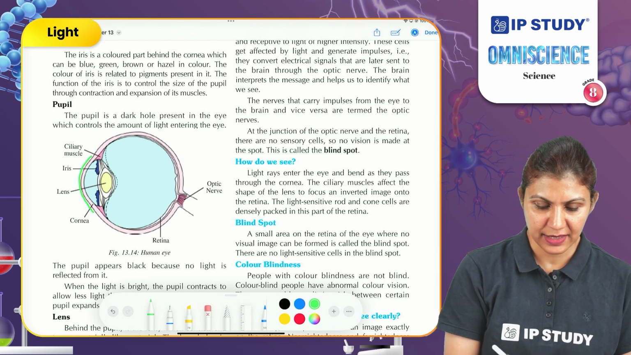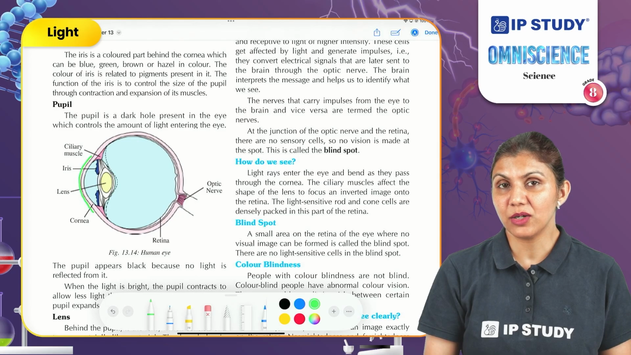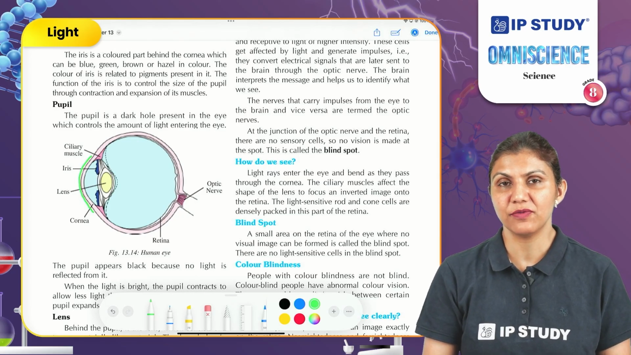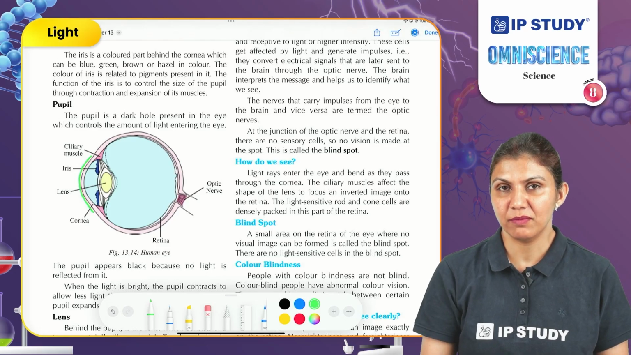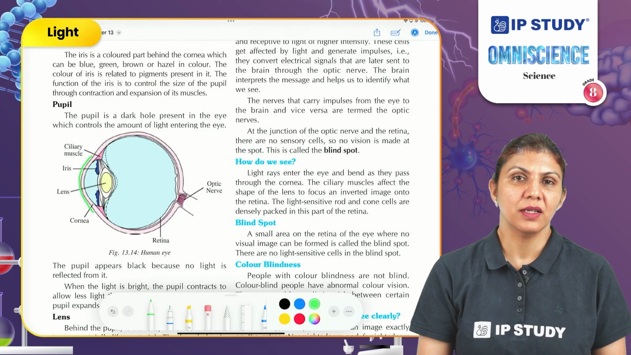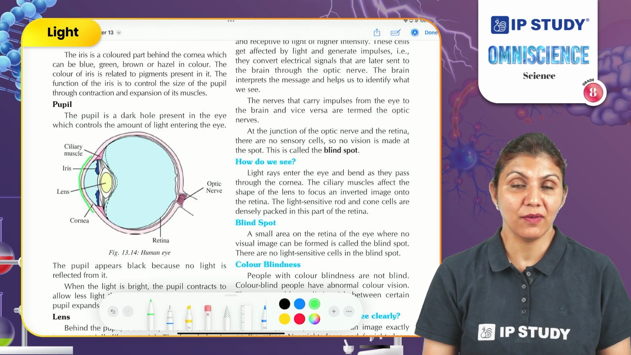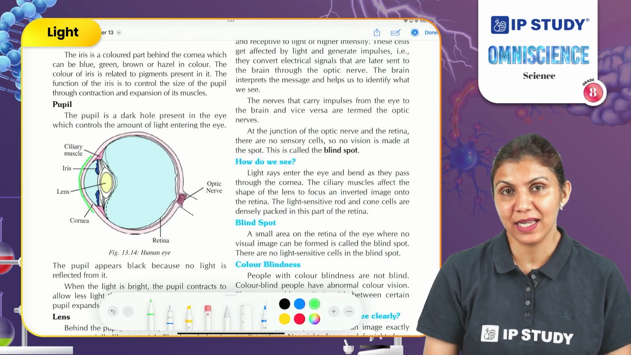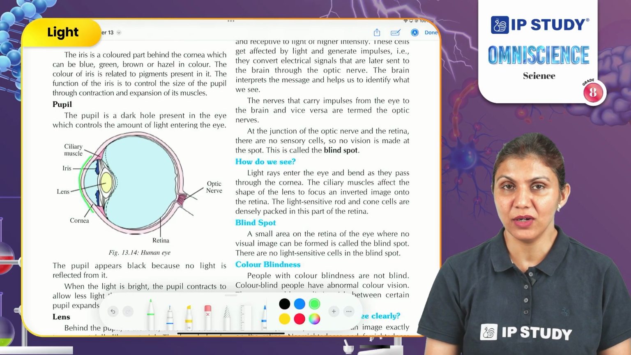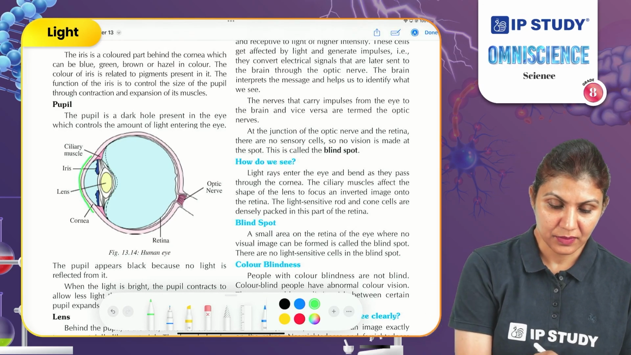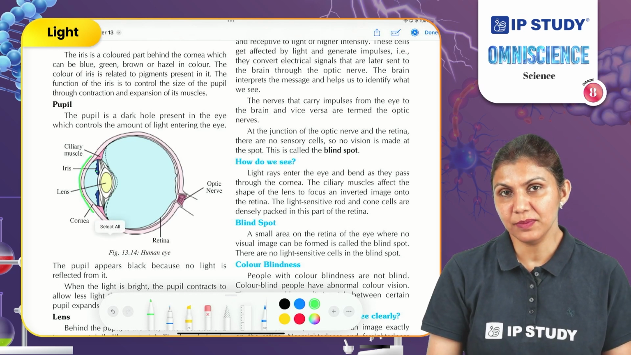Then comes the iris. Iris is a muscular organ which gives color to your eye. If you have noticed, different people may have different colors of eyes. Some may have dark black, some grey, brown, dark brown, light brown, and in other countries people have blue eyes, green eyes also. So this color is because of the color of the iris in your eye. Iris is very sensitive to the surroundings.